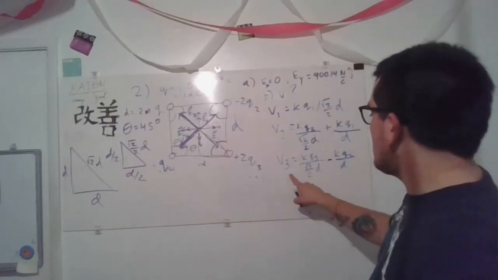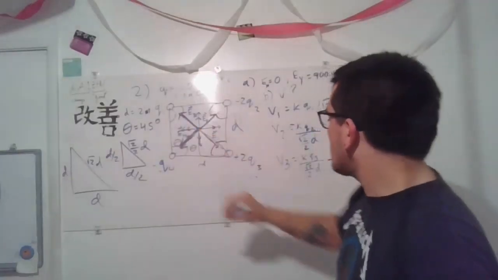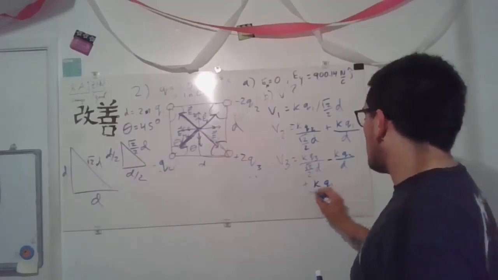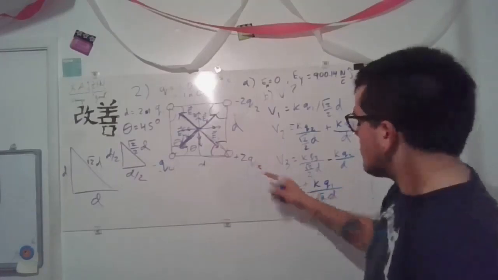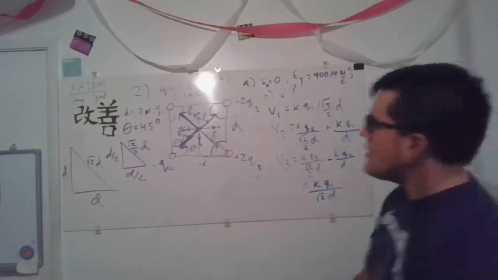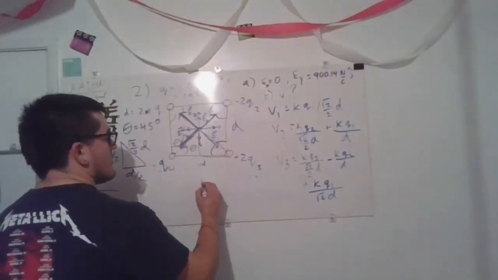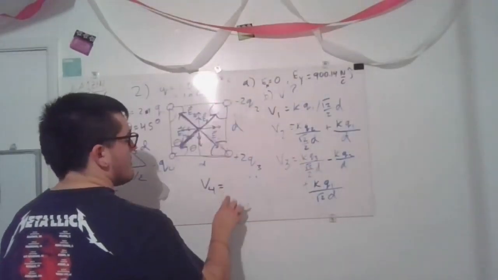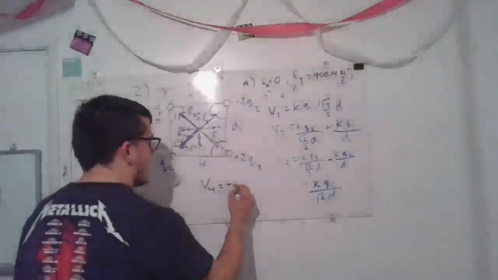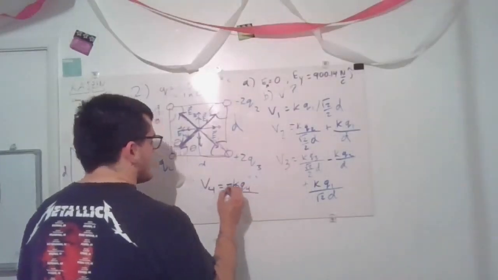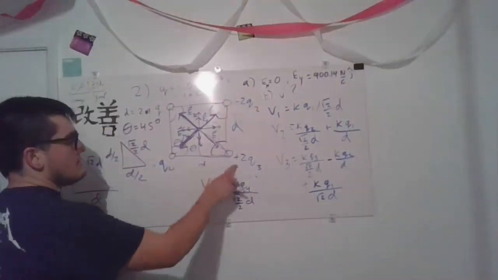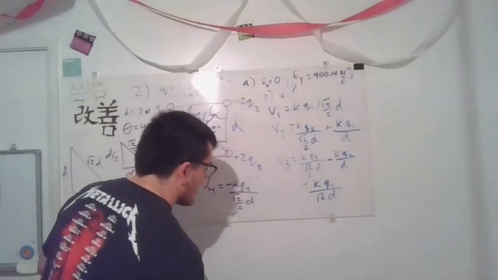Next, last one. V3 due to Q1. Q1 is positive, so plus K Q1 over radical 2D. It's rad 2D, this entire distance. Okay, there you go. And now the last one. V4 will be number 4. Number 4 is negative. Negative K Q4 over radical 2 over 2 times D. And then due to this one, hold on, let me give myself some more room.